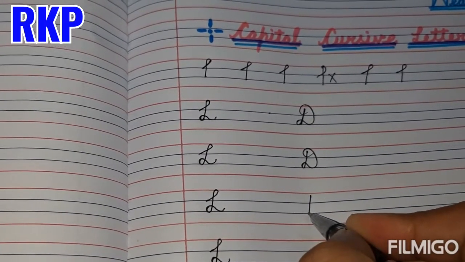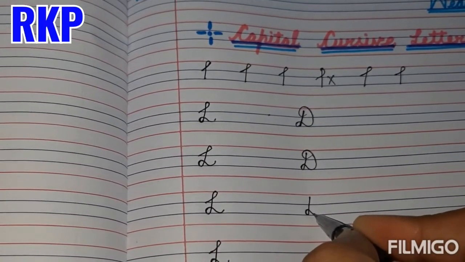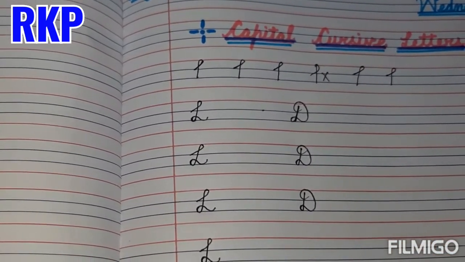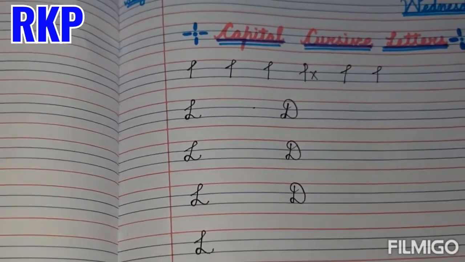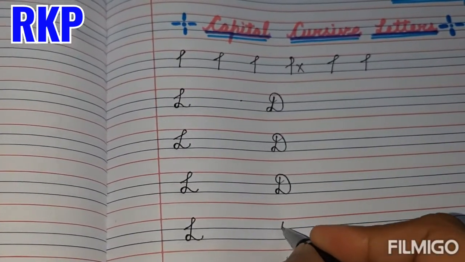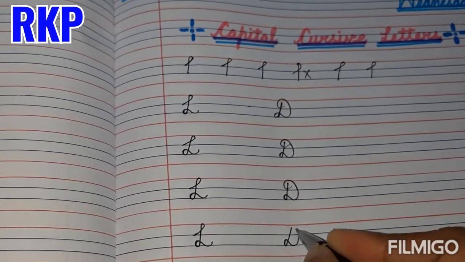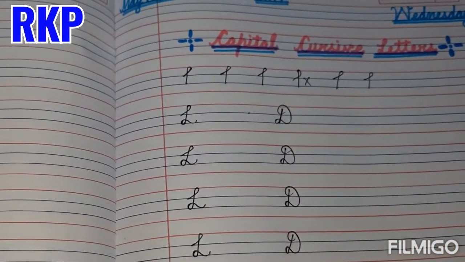Slanting. Make a loop, touch bottom line and do it like this. This is capital D. Look again. Yes. Turn it. Capital D.